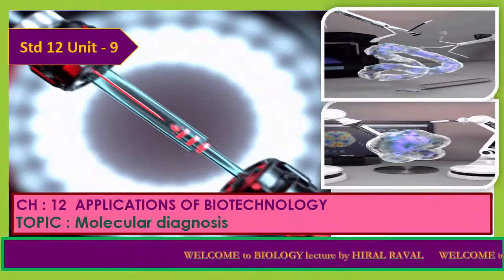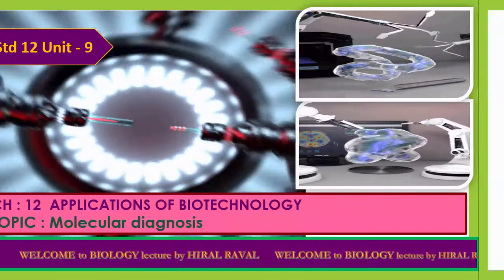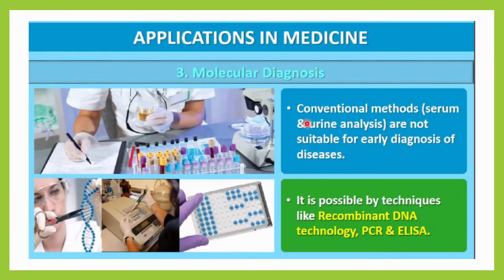Students, today we are going to discuss the next topic of this chapter, and that is molecular diagnosis. All of you know very well that to treat any disease, diagnosis plays a very important step. Conventional methods include blood analysis, which includes serum analysis, and urine analysis. That is mostly the conventional method.